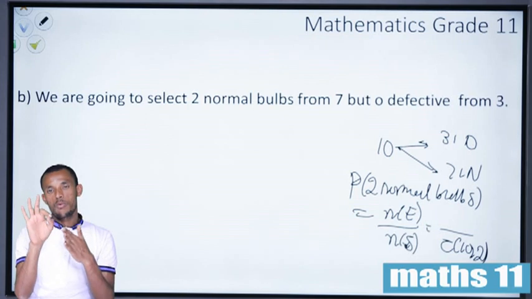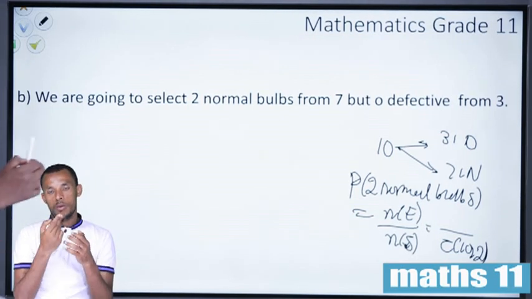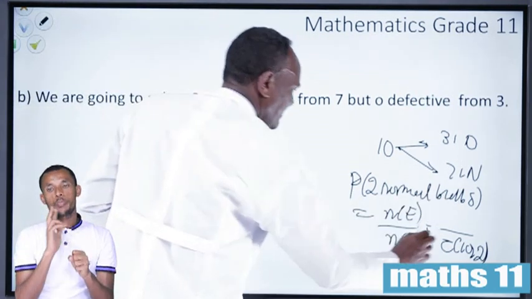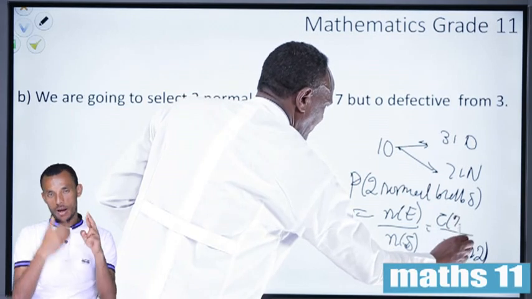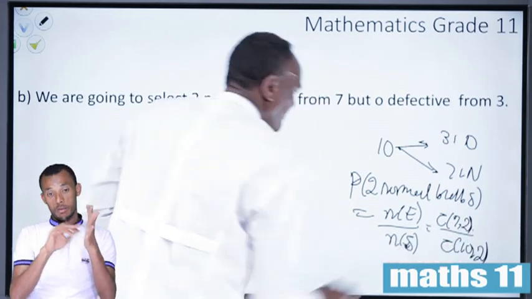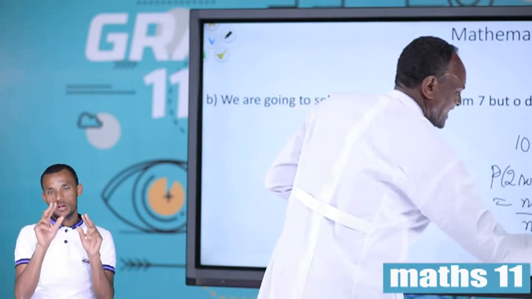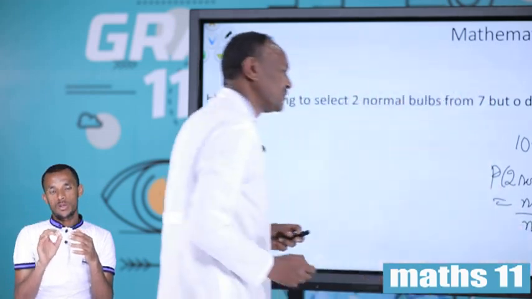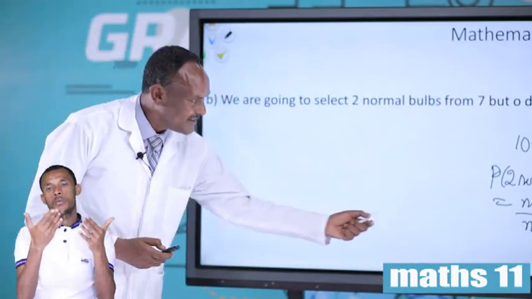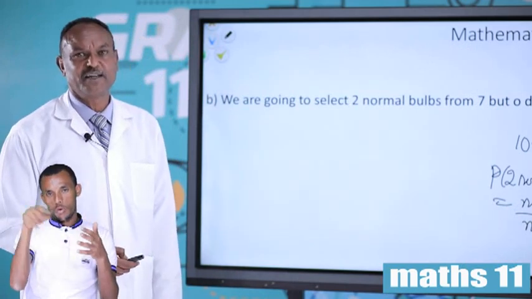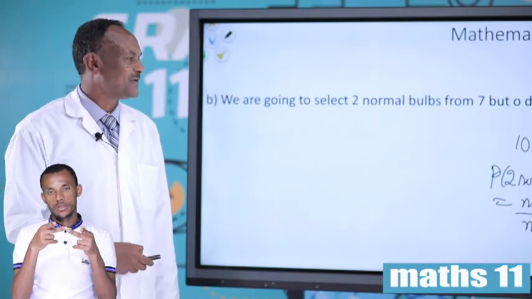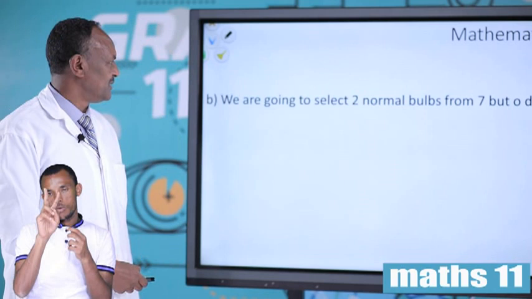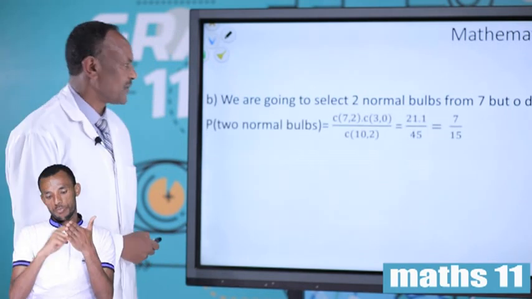What is the number of elements of the event? Our interest is to select 2 bulbs which are normal. So there are 7 normal bulbs. We have to select these 2 out of 7, the combination of 7, 2. But no defective bulb is selected. That means the combination of 3, 0 it will be. So the product of the 2 gives the number of elements of the event. The combination of 10, 2 gives the number of the sample space. The ratio of the 2 gives the probability of 2 normal bulbs to be selected. You can see the calculation here.